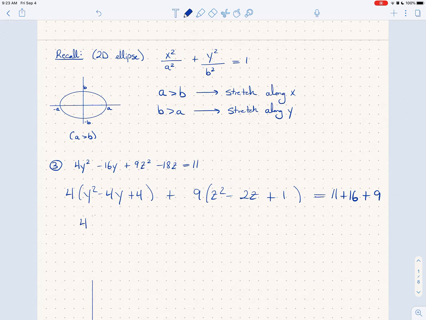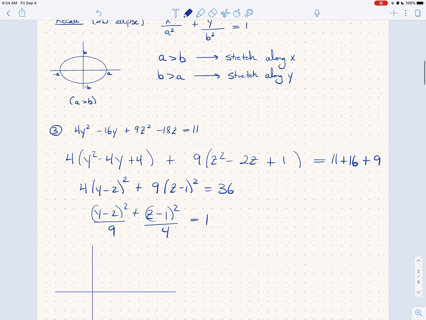And now I get 4 times y minus 2 squared plus 9 times z minus 1 squared equals, what do we get? 25 and 11 is 36. I want to get this thing equal to 1, so I get y minus 2 squared over 9 plus z minus 1 squared over 4 equals 1. And now in that standard form, you can see that the center of this thing is 2, 1. I'm working, by the way, in the YZ plane.